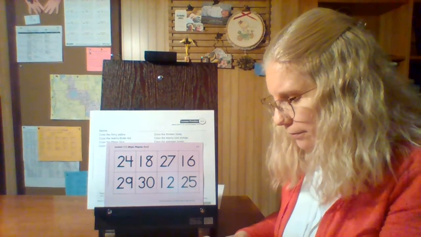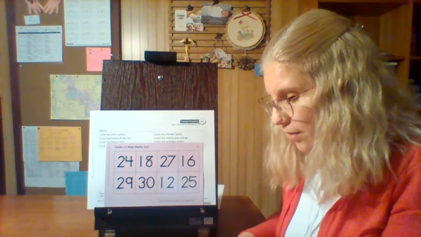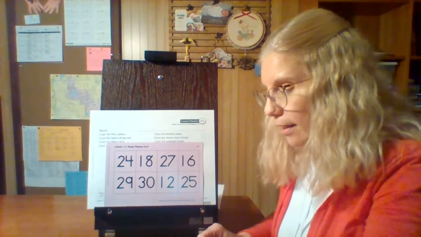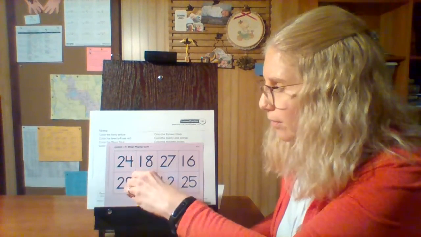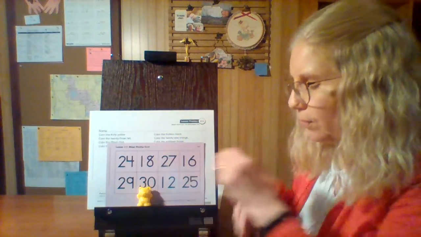I have some too small of numbers. I think we start at 10 here. How about 30? I have 30. I would put my bear right there on the number 30. Yours is flat, though, I'm sure. And so then you just set it right on top. But I am putting mine up here so you can see it.